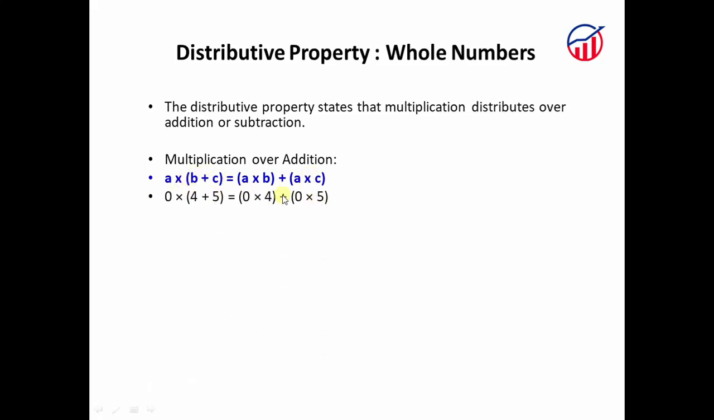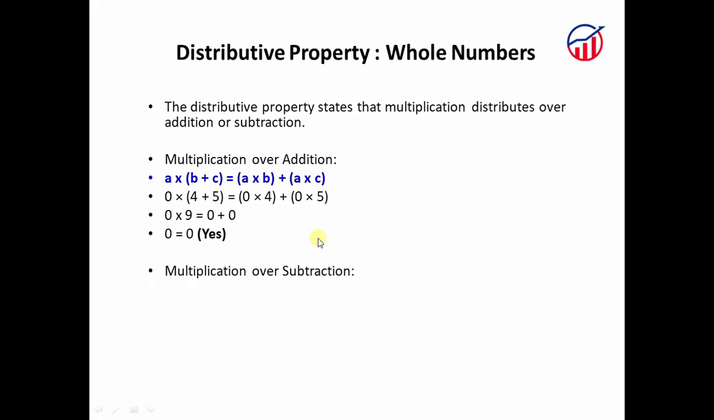So this is an example. We're going to solve the brackets first again. 4 plus 5 is 9. This will be 0. This will be 0. So 0 into 9 is 0 on the LHS, and 0 plus 0 is 0 on the RHS. So multiplication is distributed over addition, and that's the distributive property over here.